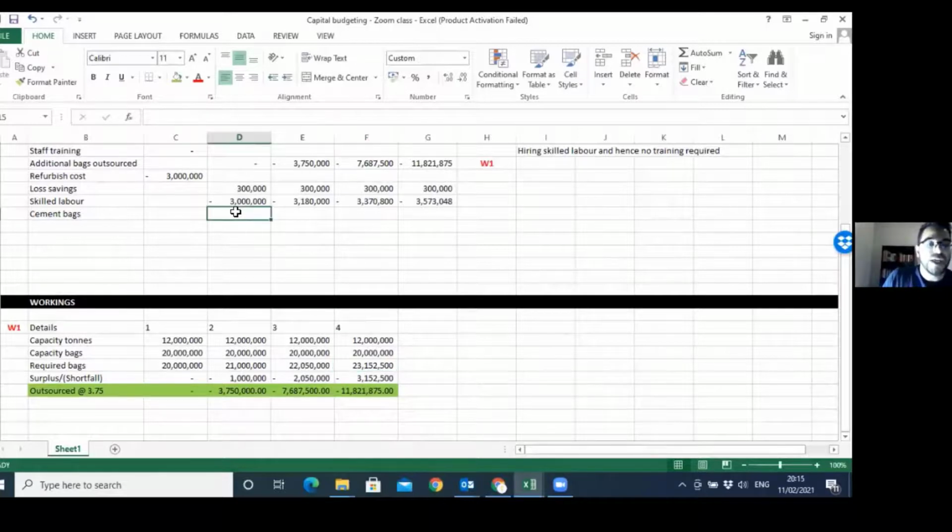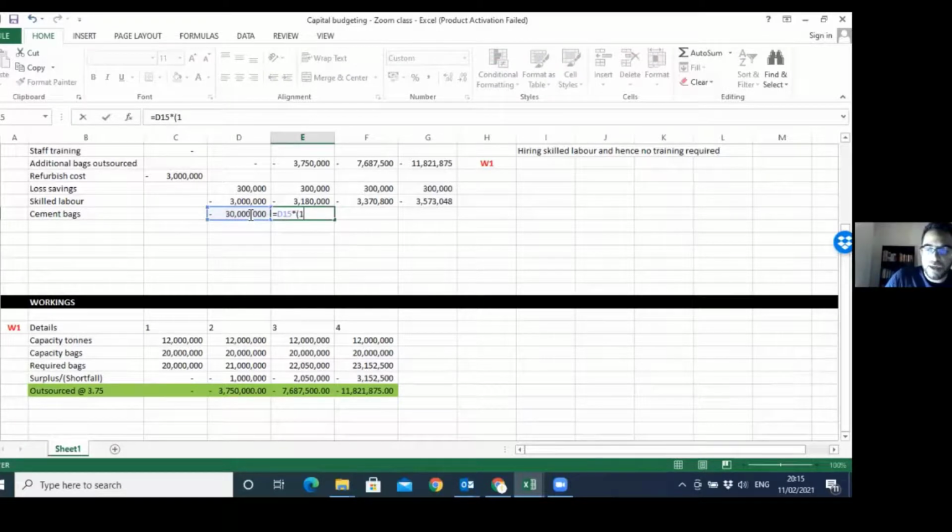Okay. So once again, we're not going to buy the bags up front. We buy the bags in the year it is incurred. So in year one, we have 20 million bags. We're going to buy the bags in year one. So we're going to say 20 million bags, multiplied by R1.50. Put this inside of brackets. Minus. Next year is equal to that multiplied by the rate of increase, which is 1 plus 10%, and that is the bag cost for that year and that year.